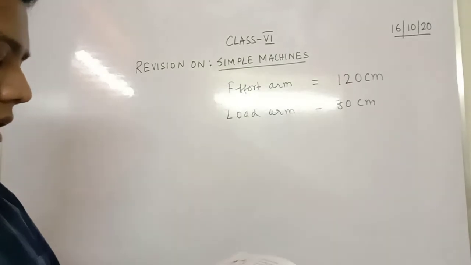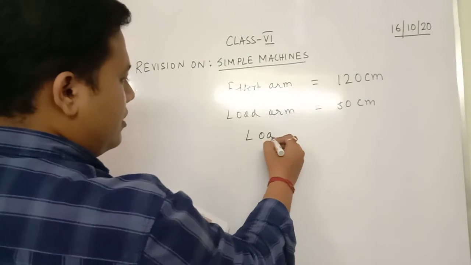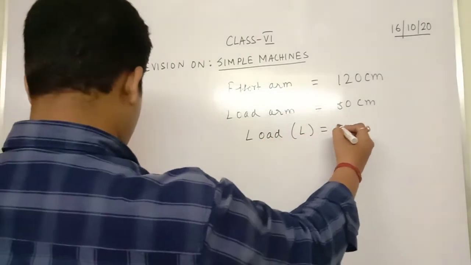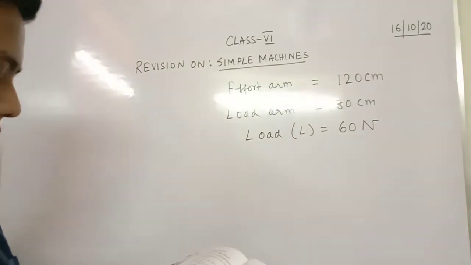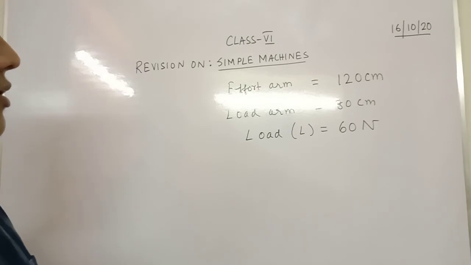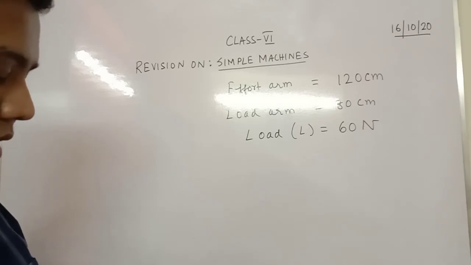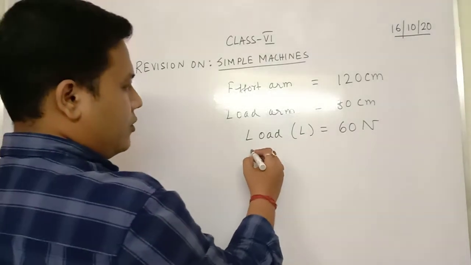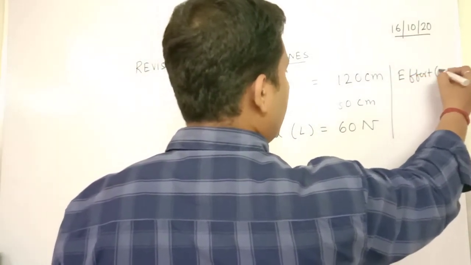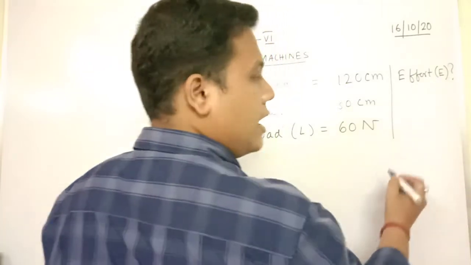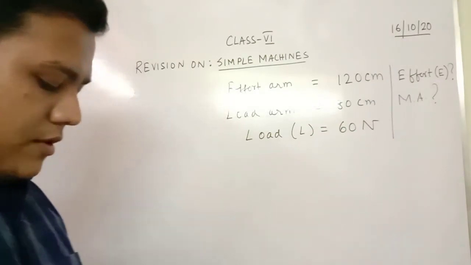What is the effort needed to raise a load of 60 Newton weight? And it is also mentioned the load, which is L, is given to you as 60 Newton. See, it is a force, that's why the unit is given in the newtons. So what is the mechanical advantage of the lever? It is asked. And also it is asked what is the effort needed to raise. That means what we have to calculate? We have to calculate the effort, means the E, and the mechanical advantage. These two things have been asked to find out.